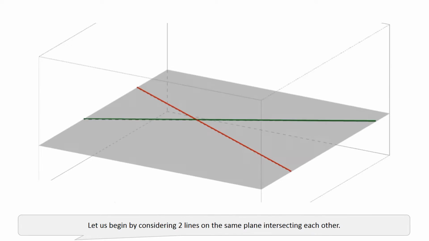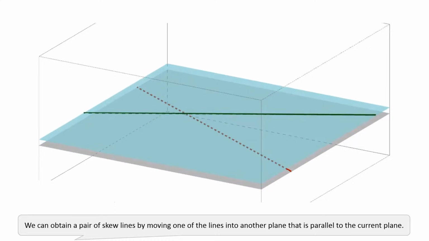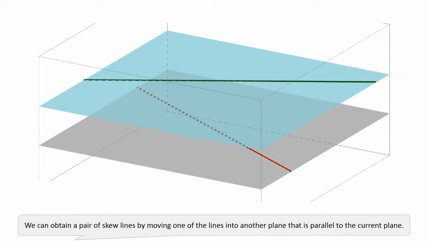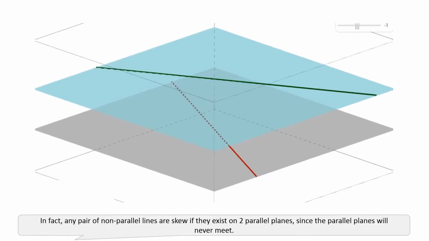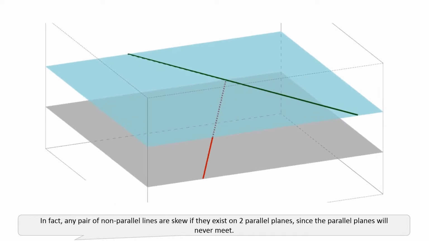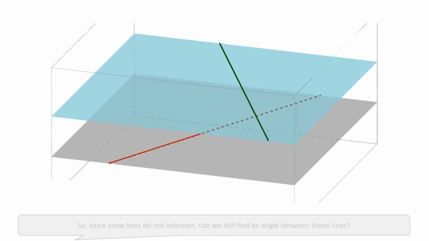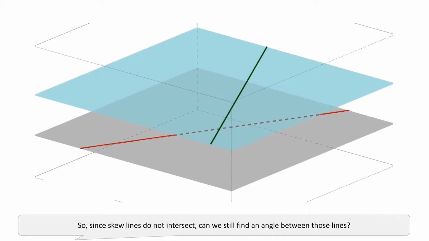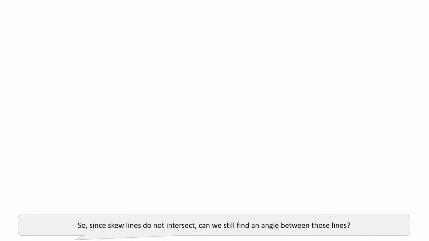Let us begin by considering two lines on the same plane intersecting each other. We can obtain a pair of skew lines by moving one of the lines into another plane that is parallel to the current plane. In fact, any pair of non-parallel lines are skew if they exist on two parallel planes, since the parallel planes will never meet. So, since skew lines do not intersect, can we still find an angle between those lines?